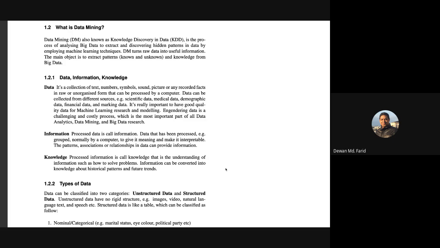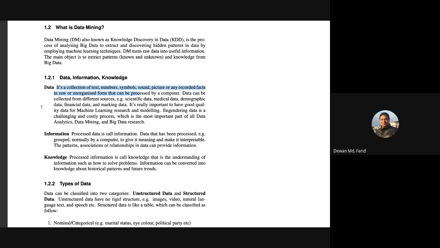Data is basically the raw material. Whatever we store in a machine, in a computer, that is basically data. You can store any kind of number, any kind of alphabet, any kind of text, any kind of image. Whatever we save in the machine, that's data. Do you agree with me? Data is a collection of text, number, symbol, sound, picture, any recorded fact in raw or unorganized form that can be processed by a computer. That is the data. Is it clear?